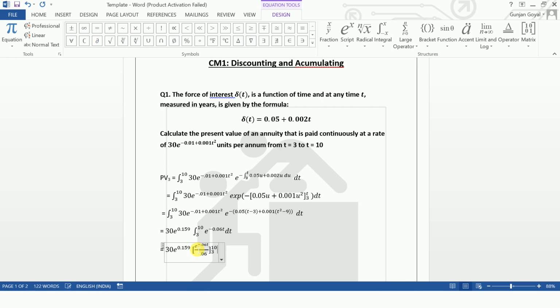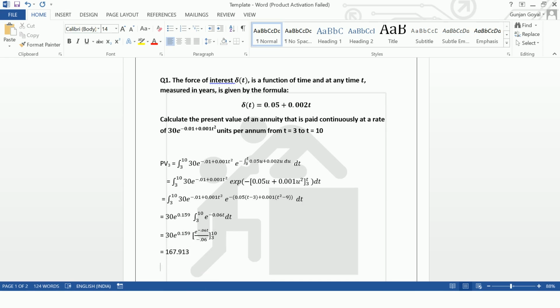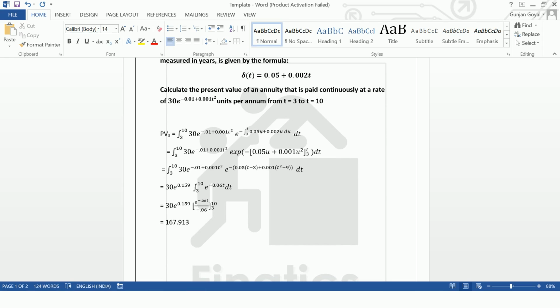Okay, so I'm moving the cursor to come to the areas. So you can move your cursors like this wherever you want to come, in the superscript, in the subscript, and so on. Okay, and then equals to, you solve it in your calculator, and please get the answer, which is equal to 167.913. So this brings your present value at time 3.